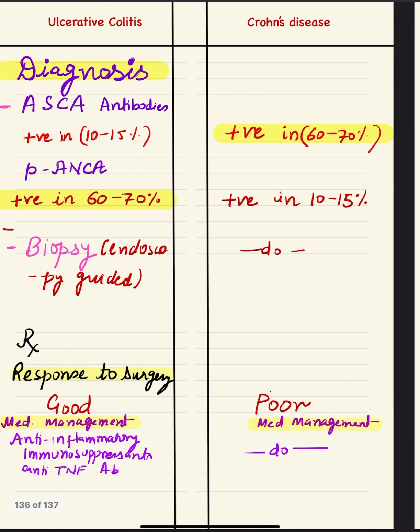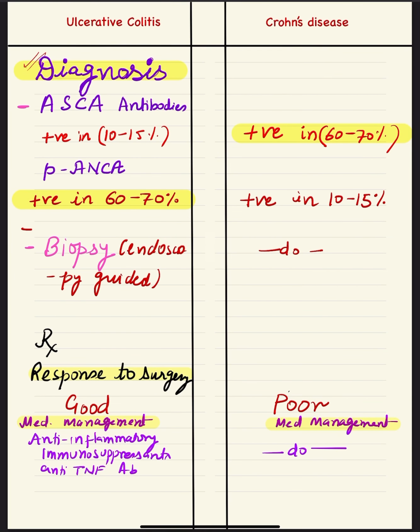Then there is lastly diagnosis. For diagnosis, in the serum we can test for anti-Saccharomyces cerevisiae antibodies, which are positive in 10 to 15% of cases of ulcerative colitis, while they will be positive in 60 to 70% of cases of Crohn's disease. So ASCA antibodies are more important for Crohn's disease.